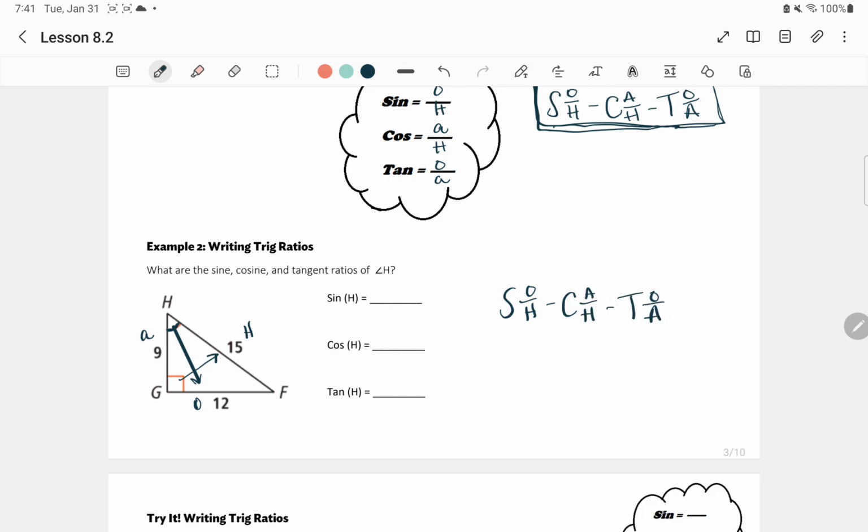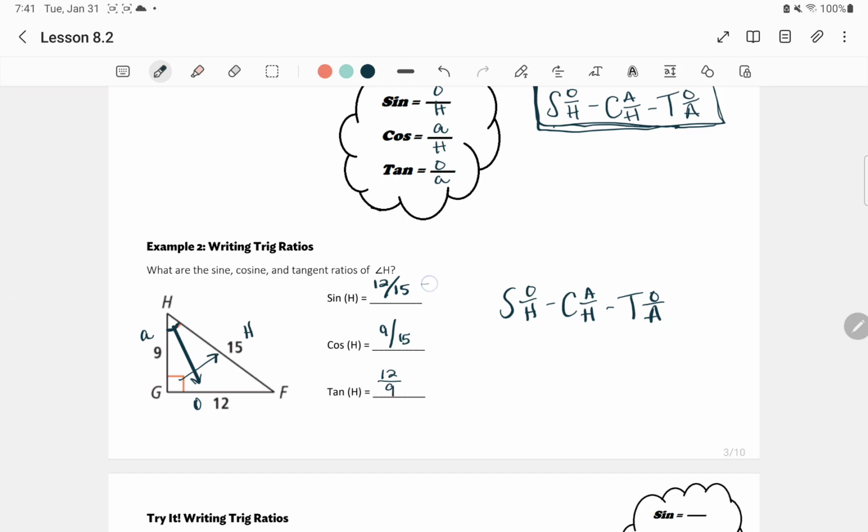All right. So if we want sine, it is opposite over hypotenuse. So I'm going to go over here. My opposite is 12. My hypotenuse is 15. Cosine is adjacent over hypotenuse. So my adjacent is 9. And my hypotenuse is 15. And then tangent, my opposite is 12, and my adjacent is 9. And these are my trig ratios.